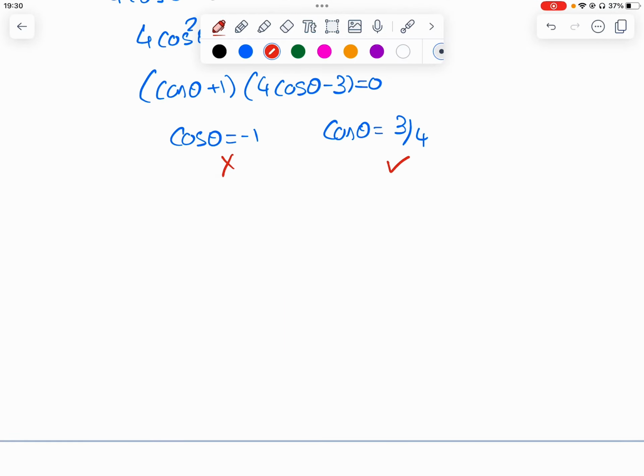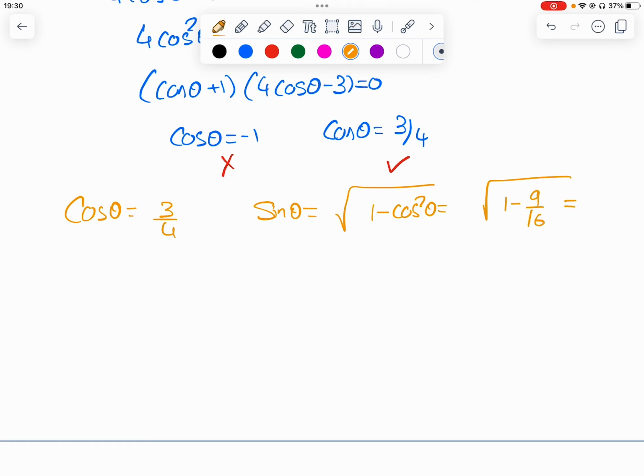So we know that cos theta is 3 upon 4. So sin theta will be square root of 1 minus cos square theta, which is square root of 1 minus 9 upon 16, which is nothing but what? Root 7 upon 4. So now tan theta will be sin theta upon cos theta, which is root 7 upon 4 divided by 3 upon 4, which is root 7 upon 3.